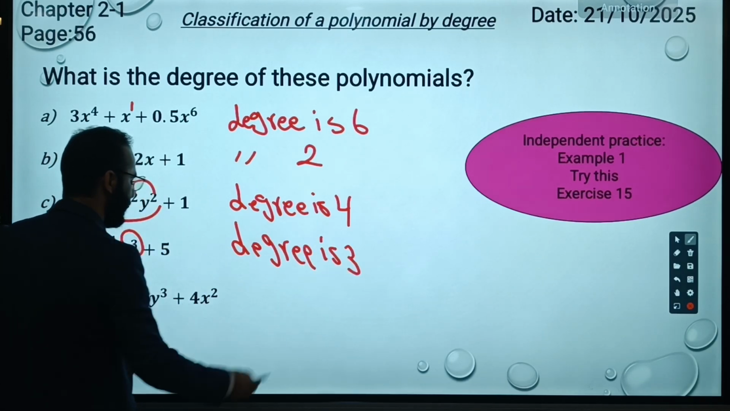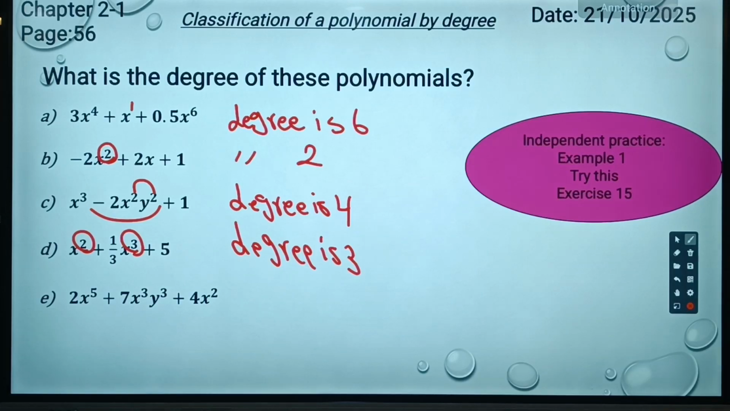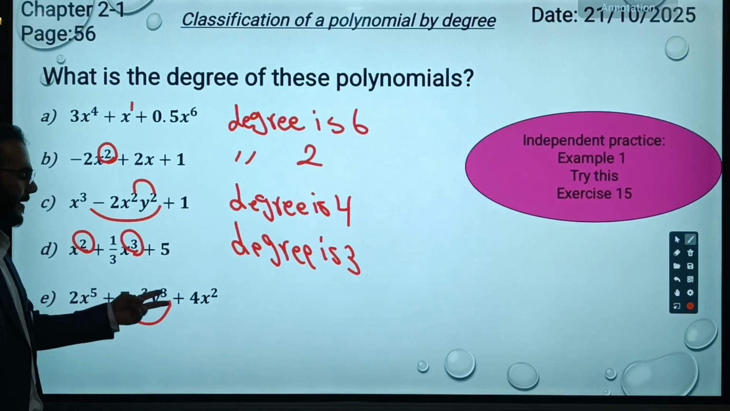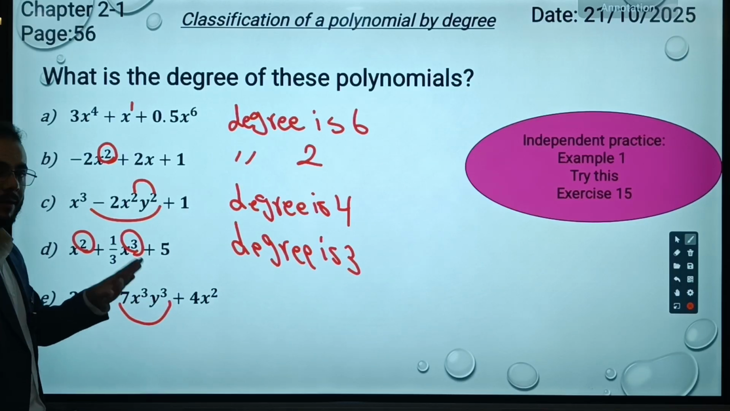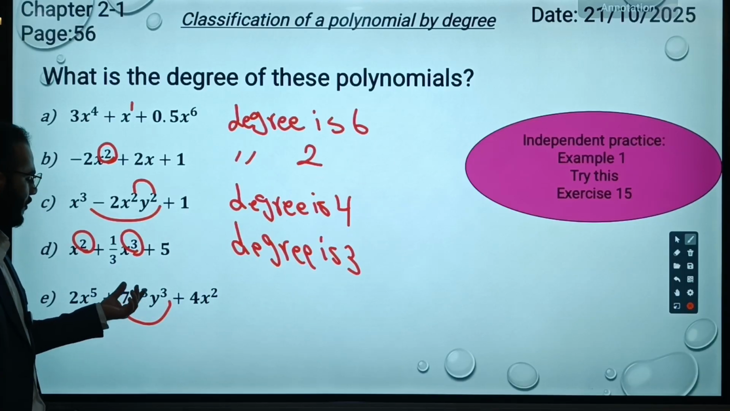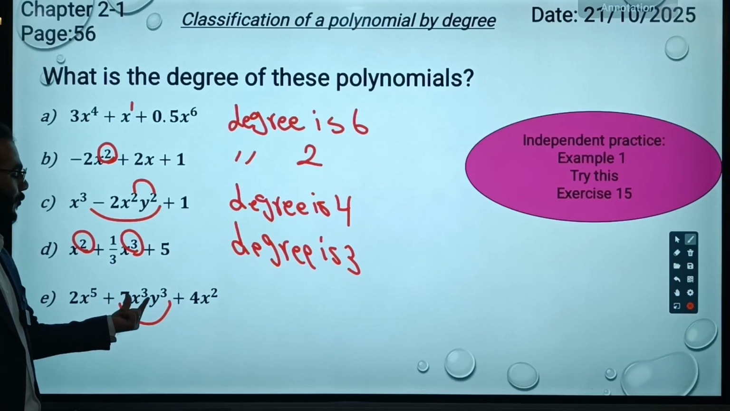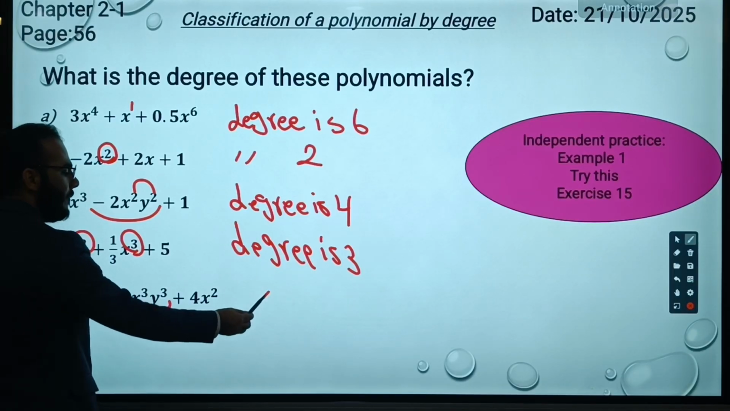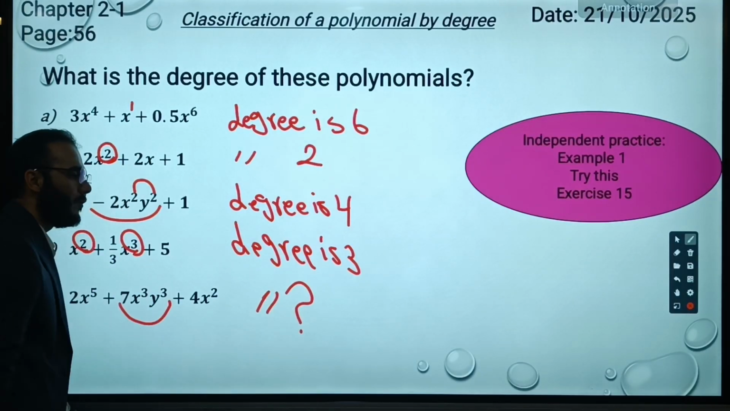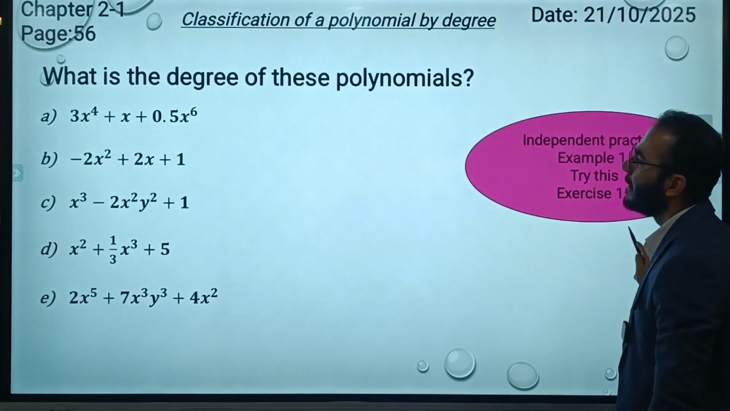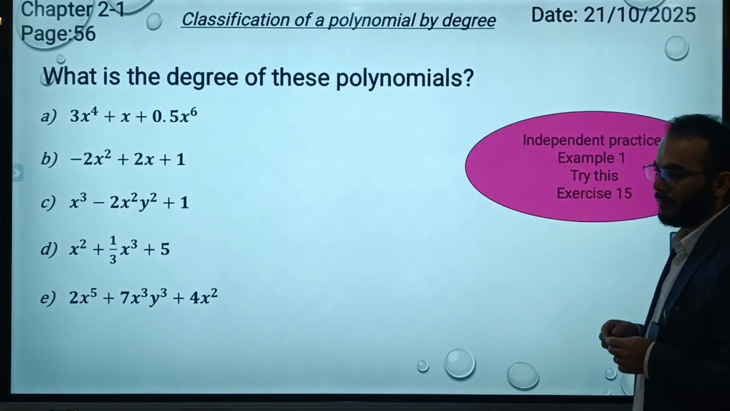Degree is 3. And finally, in part E, we have a term in which there are 2 variables. So I will leave this one. You can just write it in the comments, or you can test yourself. We have a term that has 2 variables in it, x cubed y cubed. So the degree would be question mark. I will leave it for you. Perfect. That was about the story of degree.